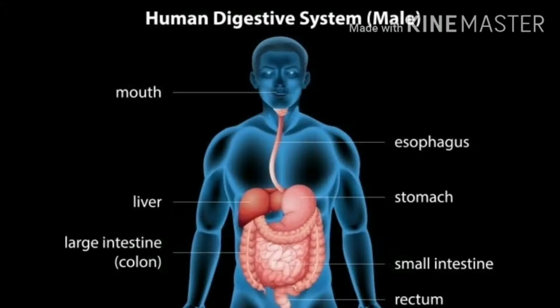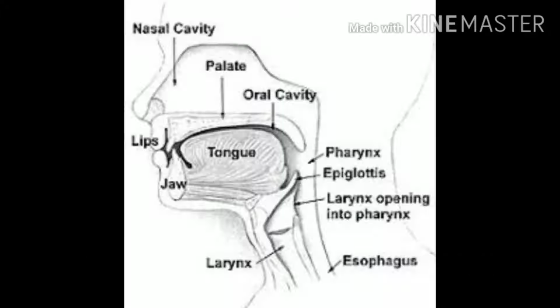Let us observe the parts of the digestive system. In our mouth, mainly 4 types of teeth, the tongue and 3 pairs of salivary glands are present. The space present in the mouth is called the buccal cavity or oral cavity. While we swallow the food materials, the epiglottis helps to prevent the entry of the food materials into the windpipe or trachea.